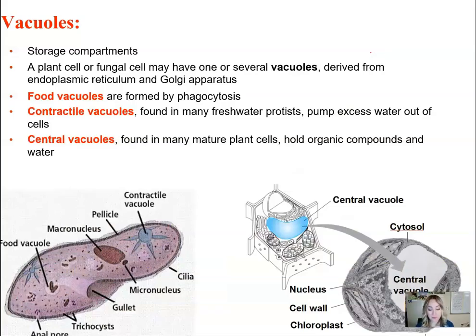So vacuoles are basically your storage compartments, and a plant cell or fungal cell may have one or several vacuoles, and yes, they are derived from the endoplasmic reticulum and Golgi apparatus.